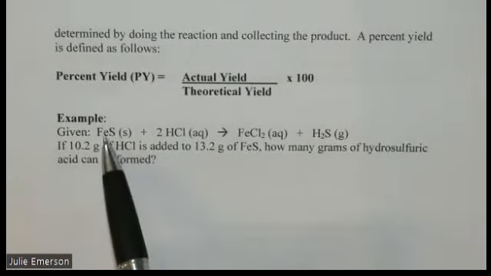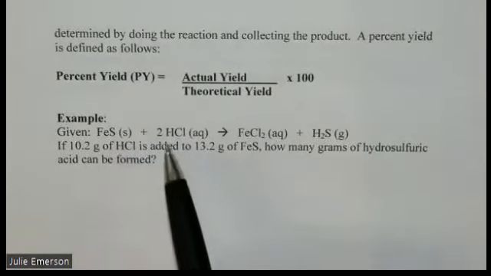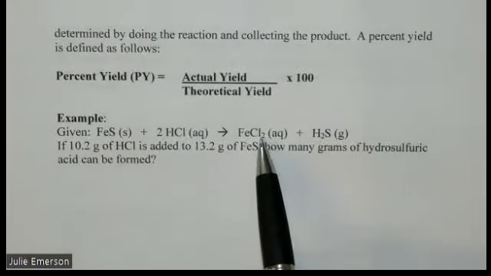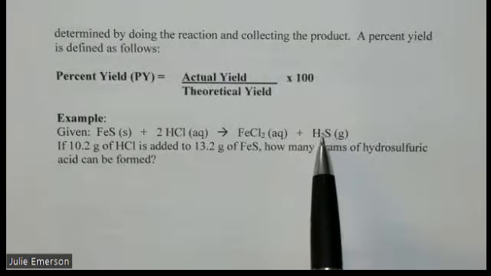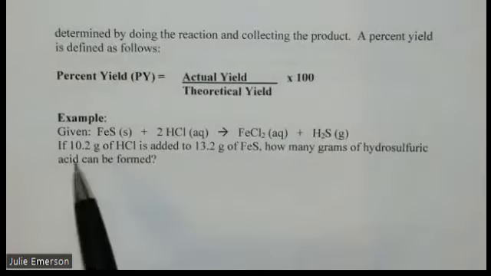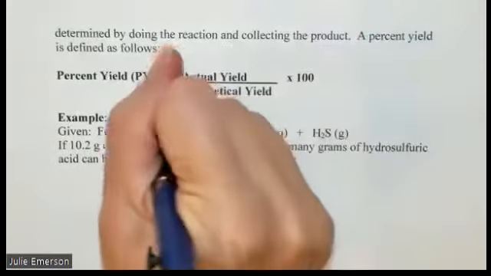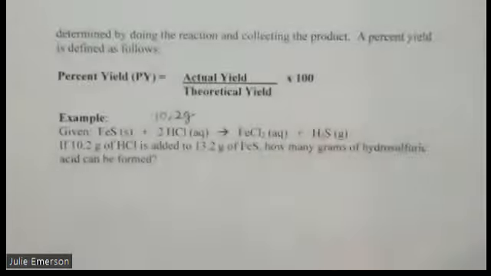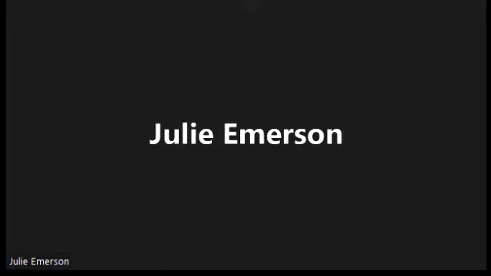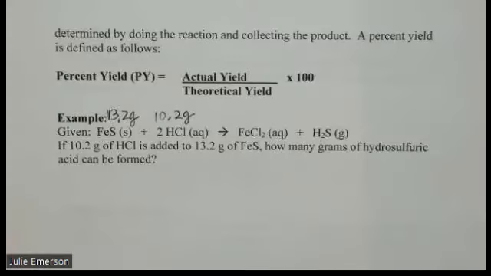All right, before we get there, I've got a stoichiometry calculation here for us to do. I've got iron(II) sulfide reacting with 2 moles of hydrochloric acid to make iron(II) chloride and, well, this one, I'll just say hydrosulfuric acid, but since it's a gas, technically it's dihydrogen sulfide. But we've got 10.2 grams of HCl, and we are adding it to 13.2 grams of FeS. And the question is asking, how many grams of the hydrosulfuric acid could we make?